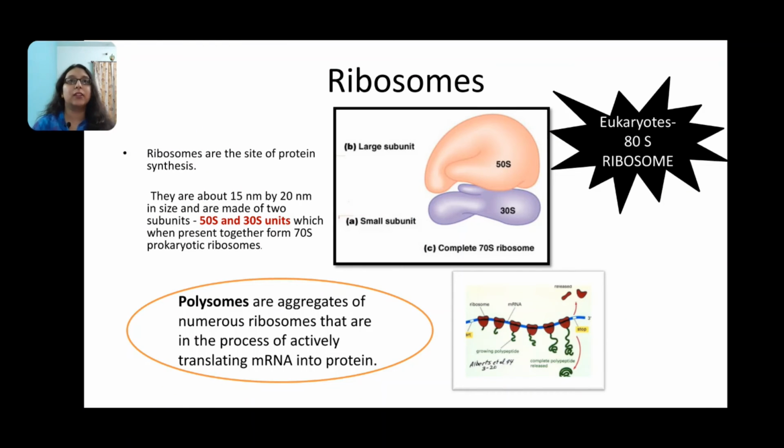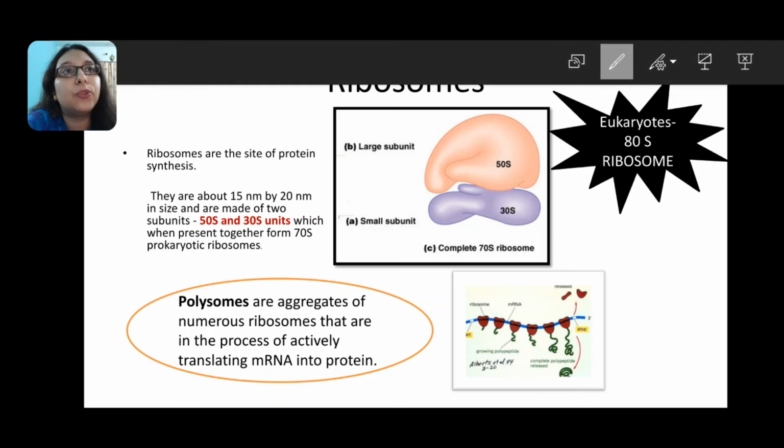We have ribosomes. We already know from the first class that ribosomes are the site of protein synthesis. Now, one thing we need to know is that ribosomes are made up of two units. One is a larger subunit and the other is a smaller subunit. In case of bacteria, the larger subunit is a 50S unit, whereas the smaller subunit is a 30S subunit. These 50S and 30S subunits present in the prokaryotic ribosome form a 70S ribosome.